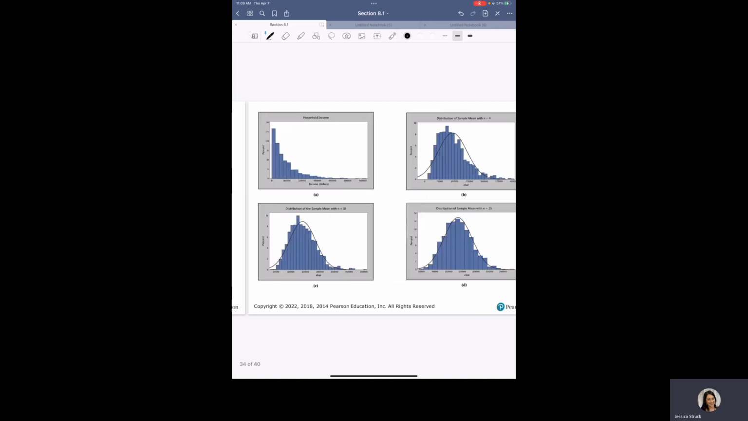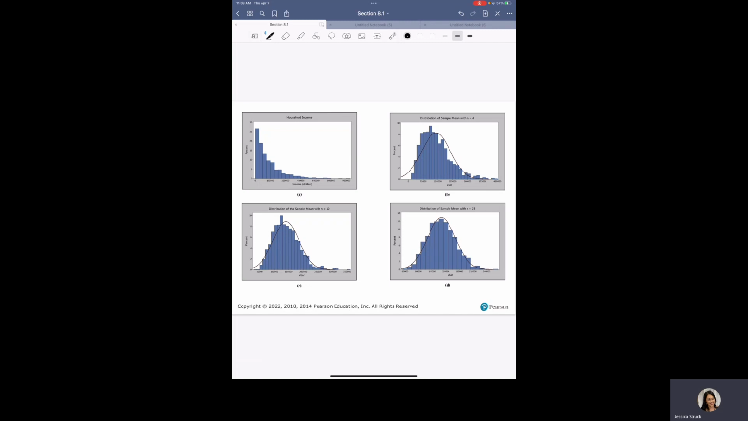So let's take a look here. We're talking about household income, and it starts out highly skewed, right? But as we increase our sample size from 4 to 10 to 25, we see that the distribution of the sample means X bar becomes pretty normal. And we would also expect that spread to decrease, which is the standard deviation over square root n.